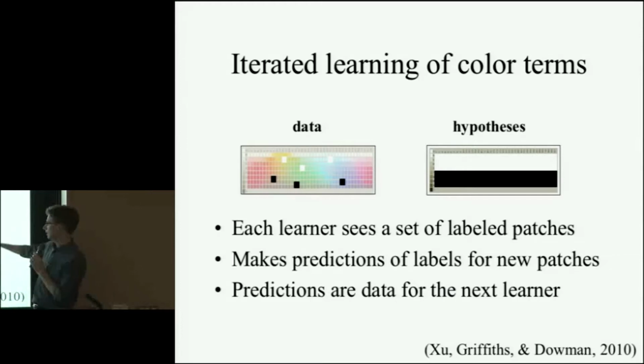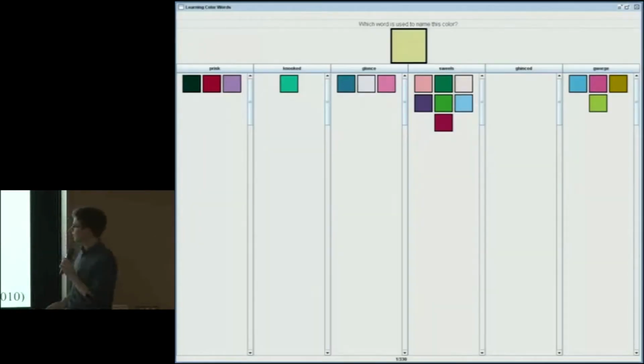So each learner would see a set of labeled patches of colors, make predictions of the labels for new patches, and the predictions that they make would then become the data that the next learner would see. The task looked kind of like this. These are your training examples shown in these different bins here. You see a new color, and then you're asked what word applies to this, and you make a decision as to which of those bins you want to put it into. So we can use this to do another laboratory simulation and look at what comes out of it. What we're interested in is comparing to the actual distribution of systems of color terms that we see across human societies, as reflected in the World Color Survey.